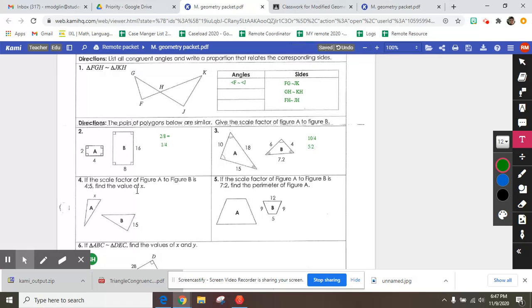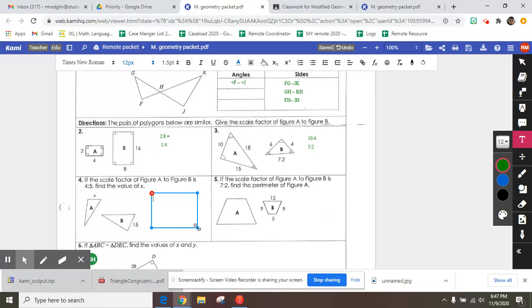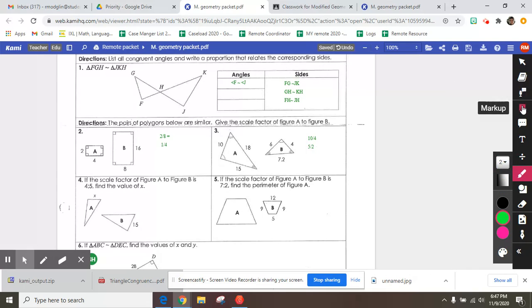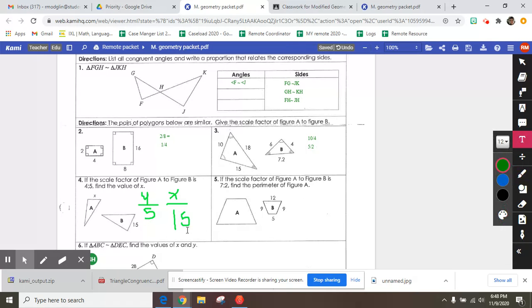Okay, here the scale factor they tell you is 4 to 5. So I could set this up as a proportion here. I might have to write this out. All right, so I have 4 over 5. So this one is 4 to 5. So I have x going on top over 15. From this, I need to cross multiply and divide. So I am going to take 4 times 15 and divide it by 5 for my answer. Okay, so I'll write that here for you to do.